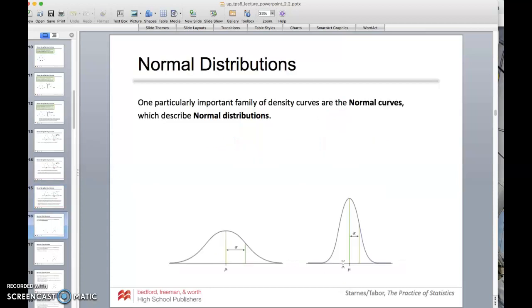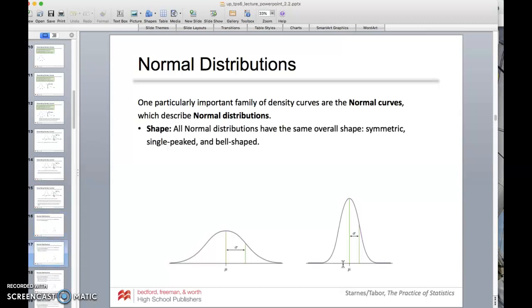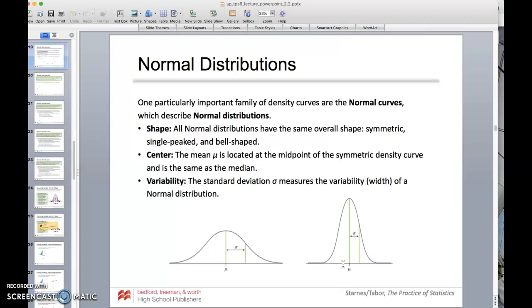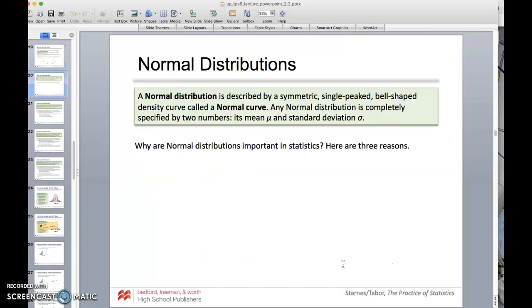All right, so the normal distribution, this is a big one, guys. The normal curve comes from normal distributions. What we're going to notice is that they're symmetric with a single peak. They look like bell-shaped curves, as they're often referred to. Mu, the mean, and the median are actually going to be the same spot. And then the standard deviation measures the variability. It's the width of a normal distribution. So we'll put those in there, and we'll see how those fit in.